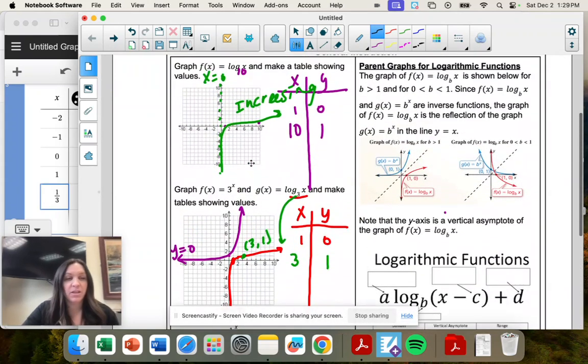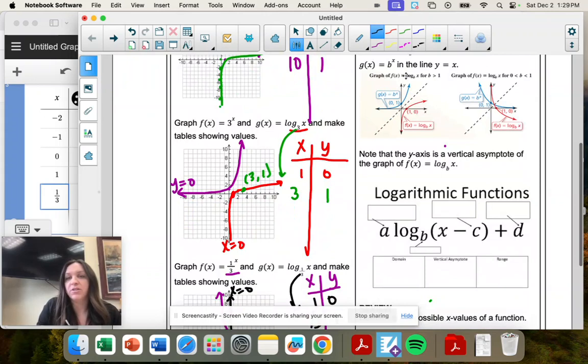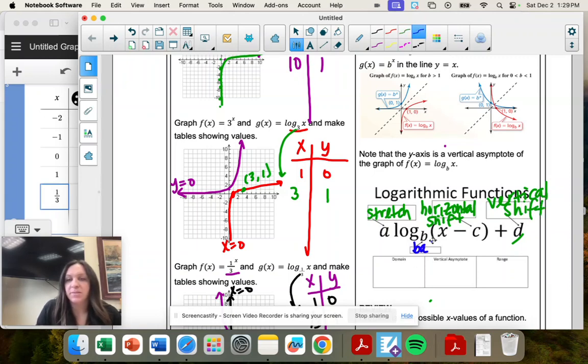So you're going to be graphing those. You will have a graphing calculator. You'll also be looking at shifts of the function. So A out here in front is what we call stretch. The number inside the parentheses is the horizontal shift. And then the D outside, this number is our vertical shift. And then, as you know, B is the base.